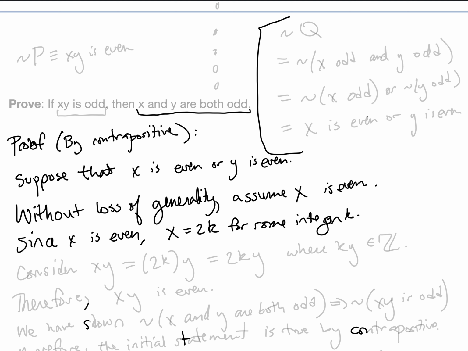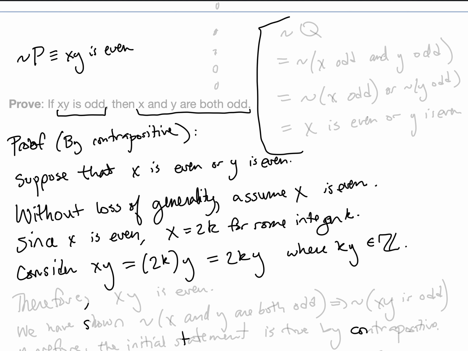And let's think about what we're trying to prove. We're trying to prove the negation of P. The negation of P is xy is not odd, or in other words, xy is even. So we're trying to prove something about xy. That means that we should look at that product. So let's consider x times y, which we now know by substitution to be equal to 2k times y. So that's 2ky, where k times y is an integer, and therefore x times y is even. So we have completed our proof.